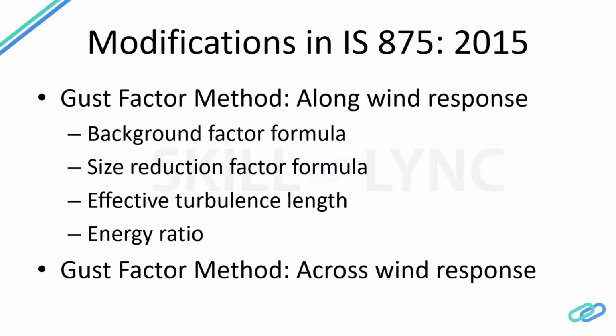Similarly, the size reduction factor formula, effective turbulence formula, and energy ratios formulae you can find out. And earlier, for the Gauss vector method, there was no across wind response calculation formula. Wind not only makes structures move in the direction it is blowing, but it also tries to push them in the perpendicular direction. So for the Gauss vector method, this methodology was not there, and it has now been put in for across wind response.